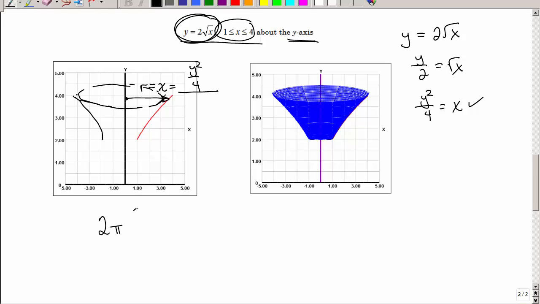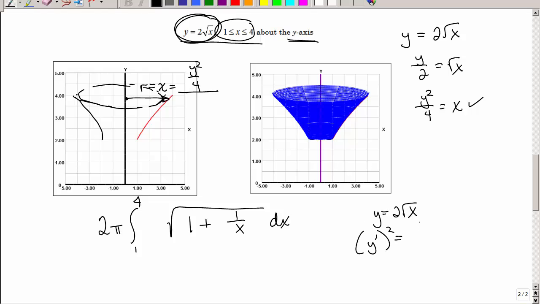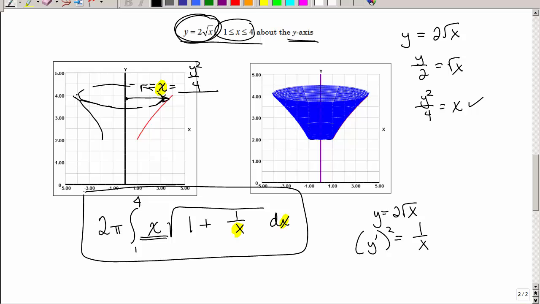So if I look at my surface area, it's 2 pi from 1 to 4, same exact arc length as I had in the previous page because it's the same exact function, right? Same exact function. So my y prime squared is 1 over x. So what is r? That's the only difference. Again, really want to emphasize that I'm using my x, so I'm going to just use x. And that would be that particular integral to solve.